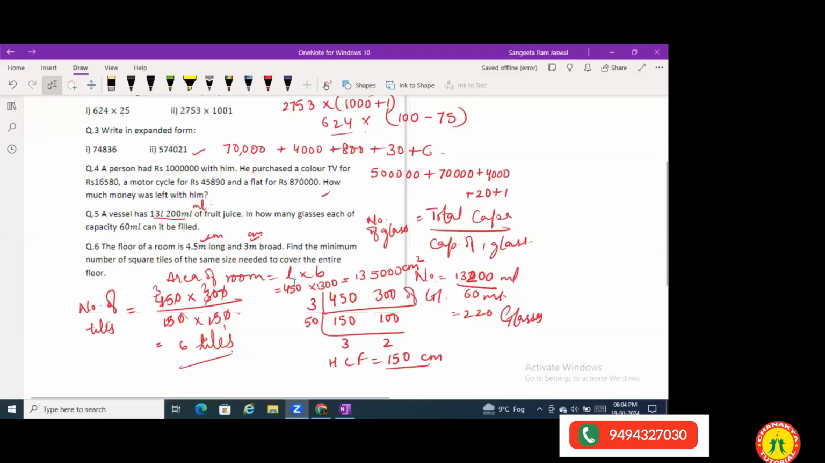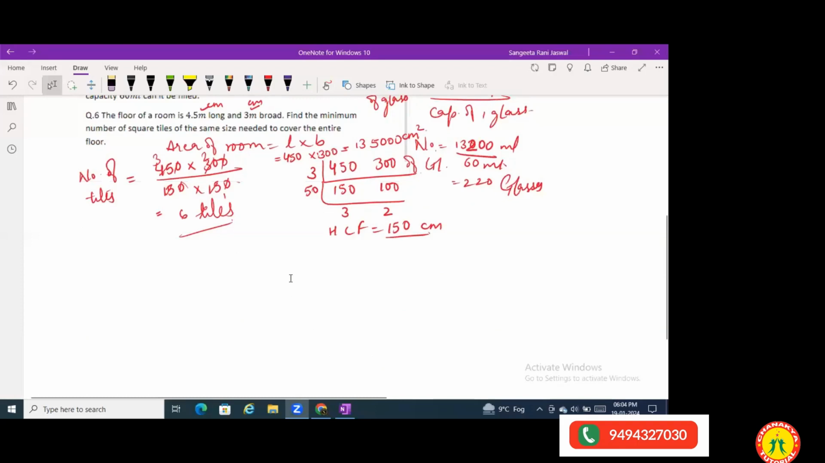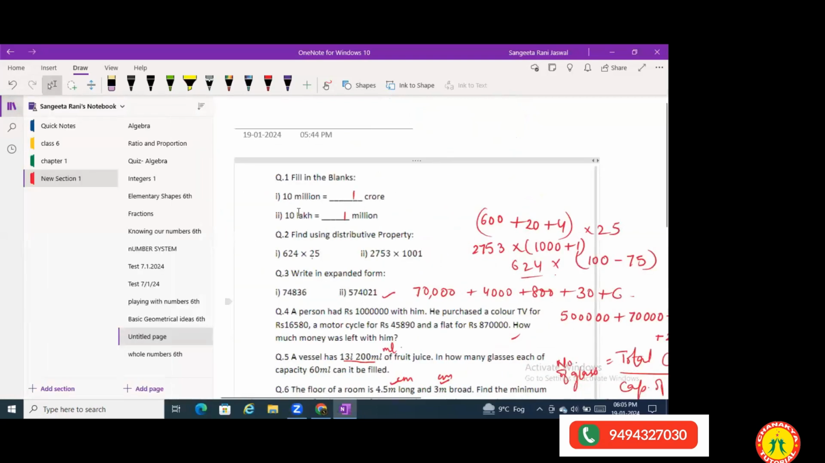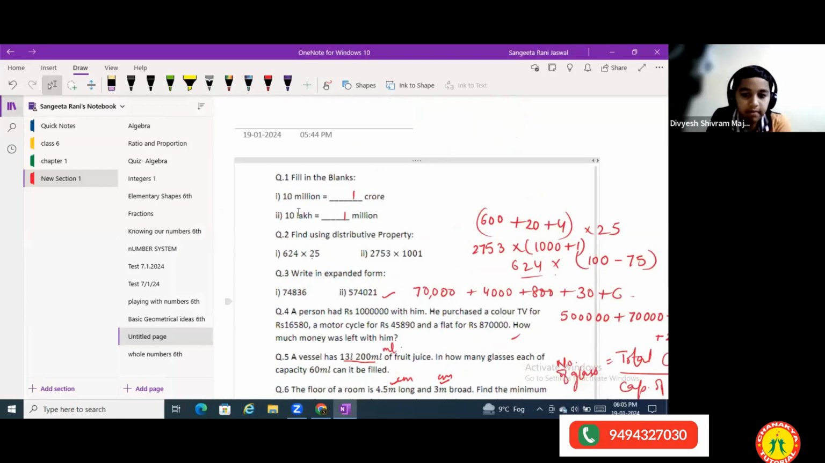Okay, now coming to the chapter part. So this was the test. Any questions in this? Anyone, any doubts?